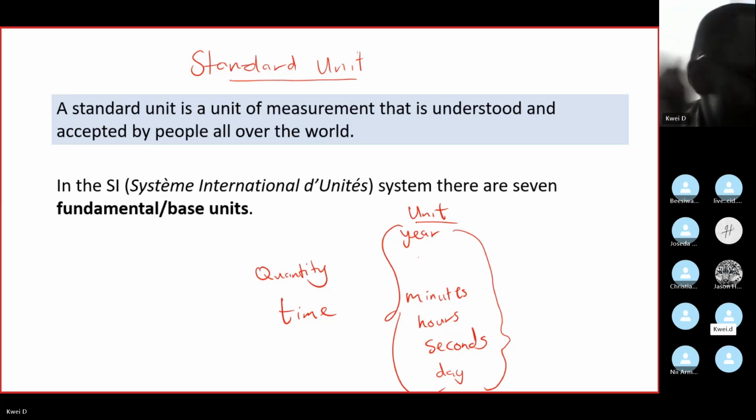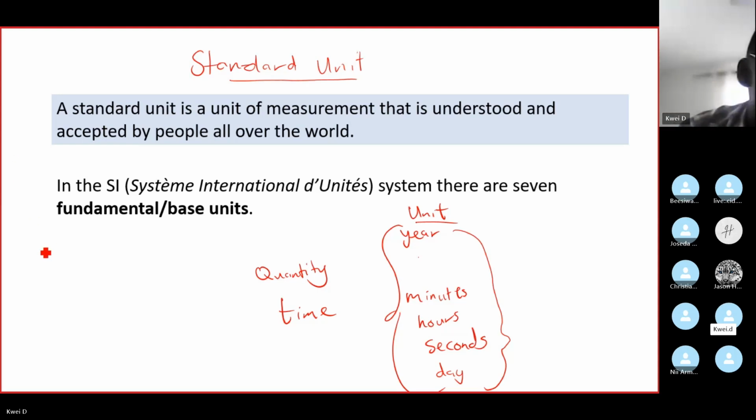So if, let's say, we are physicists in Ghana measuring time in seconds, then you go somewhere else, Nigeria, they should also be using the second as their standard. You go somewhere else too, they should be using the second as their standard. So we have many units, but only one is to be the standard.